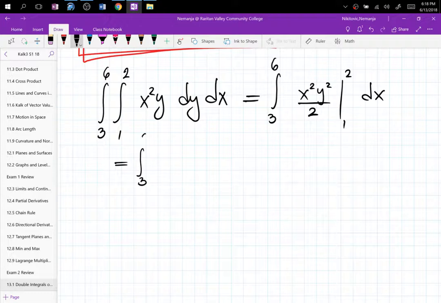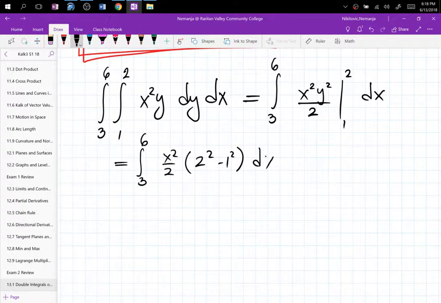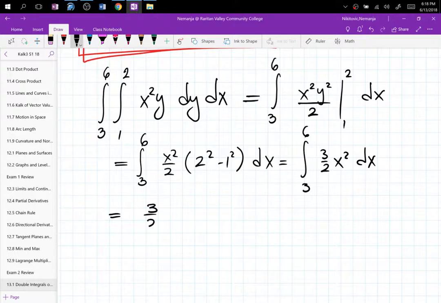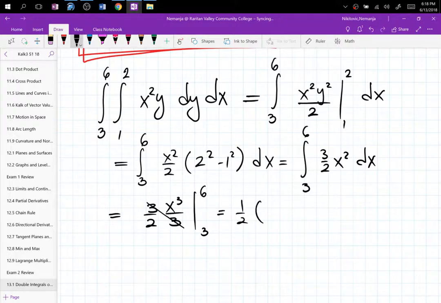So I still have my integral from 3 to 6, which I haven't done anything with. Since I computed the y, we have x squared over 2, and now we have 2 squared minus 1 squared. Those are the y's. And I still have dx. So 2 squared is 4, minus 1 is 3, so we have 3 halves x squared dx to deal with. Now integrating this becomes 3 halves x cubed over 3. The 3 cancels. Integral computed from 3 to 6. So this is 1/2 times 6 cubed minus 3 cubed.